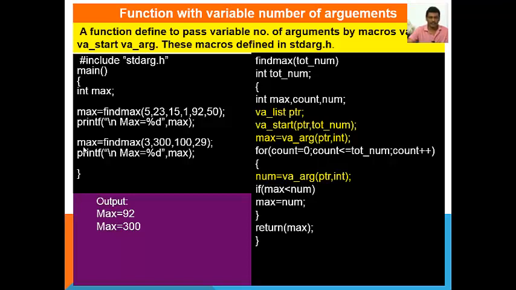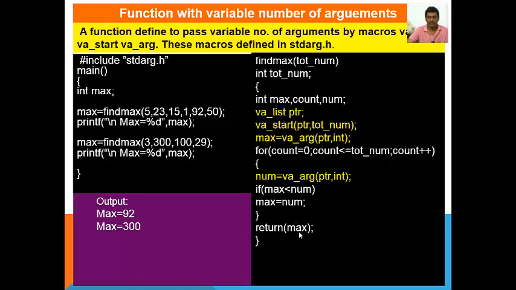Then the next statement, max equal to find_max. Again we call the same function, but with a total of 4 arguments. That 3 is passed to total_num, so the value of total_num is 3. So it creates a list; the list name is ptr. Then va_start with ptr comma total_num, which is 3. Then va_arg ptr comma int. First it gets 300 and assigns it to max. It rotates 2 times. Then 100 is assigned to num. 300 less than 100, condition false. Then it takes 29 and assigns it to num. 300 less than 29, condition false. It comes out of the loop.